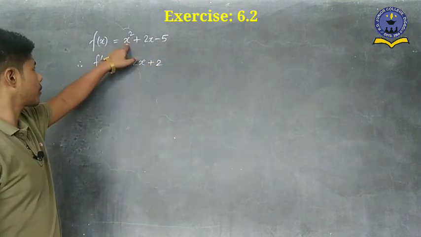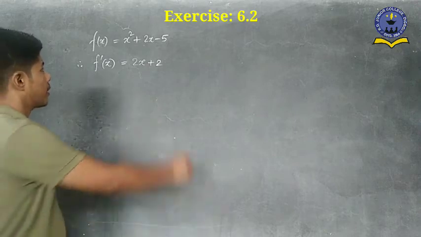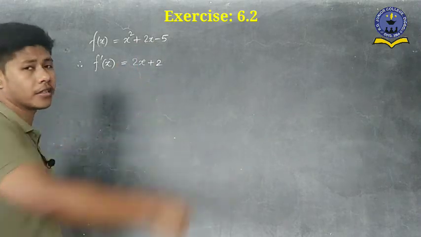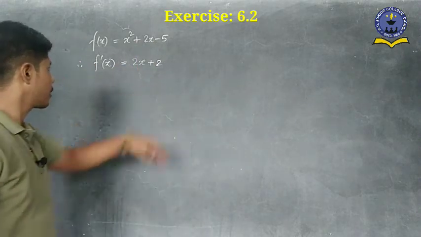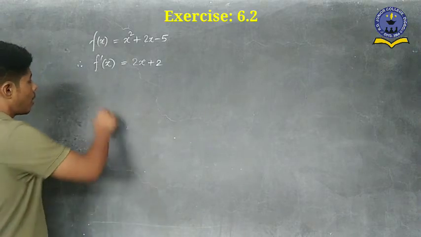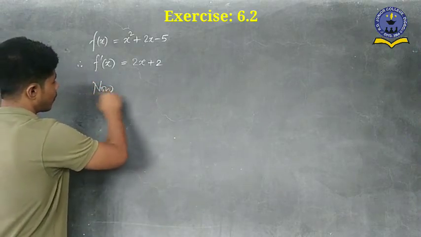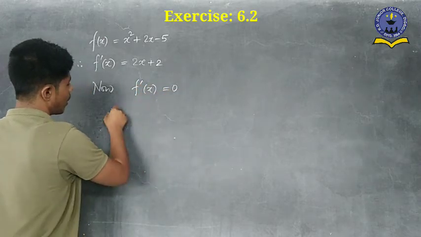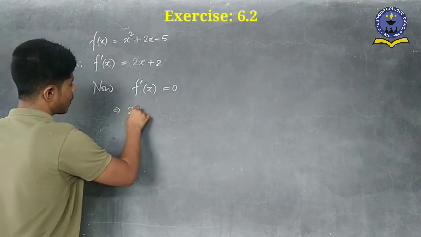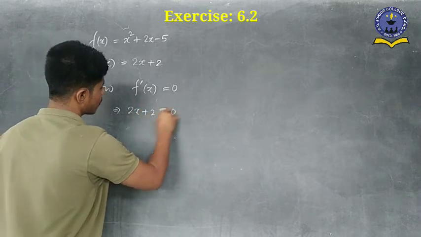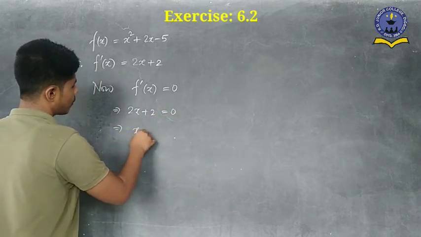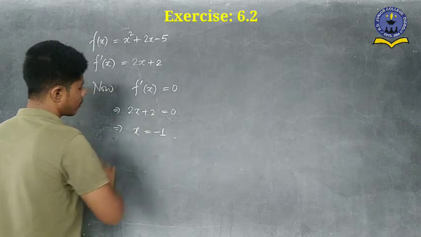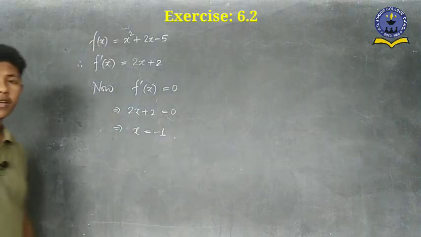Differentiating with respect to x, d/dx of x square means 2x, and d/dx of 2x, 2 being a constant term and d/dx of x being 1, gives 2. So we get 2x plus 2. Now we have to find the x value. So f dash of x equals 0, that is 2x plus 2 equals 0, which implies x equals minus 1. So the value of x is minus 1.